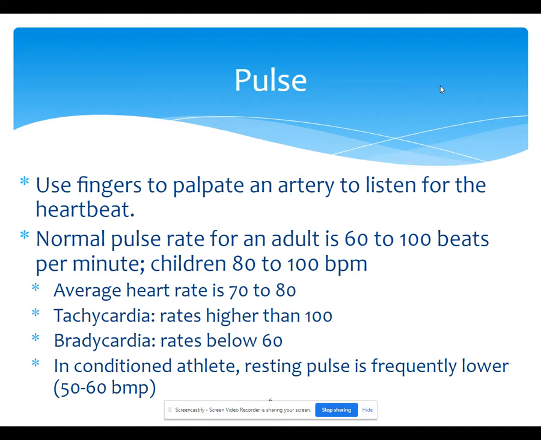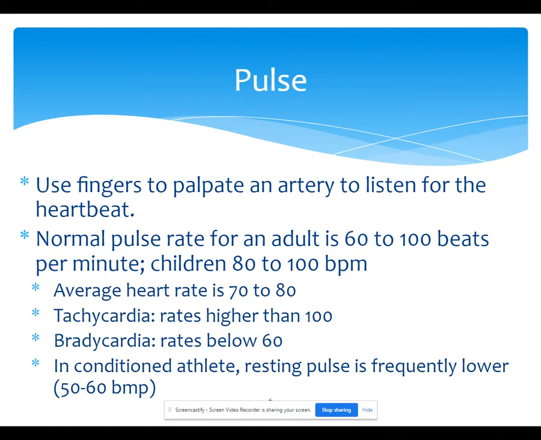When you listen for a heart rate, you're going to palpate an artery, and you're going to use 2 fingers, not your thumb, because your thumb has an artery, so you have to use your first 2 fingers. And then you're going to find it. Now, a normal pulse rate for an adult is between 60 and 100 beats per minute. For children, it's a little bit faster, 80 to 100.